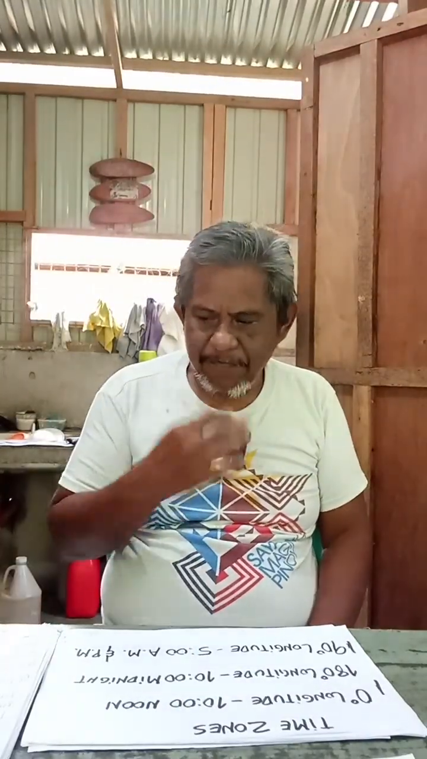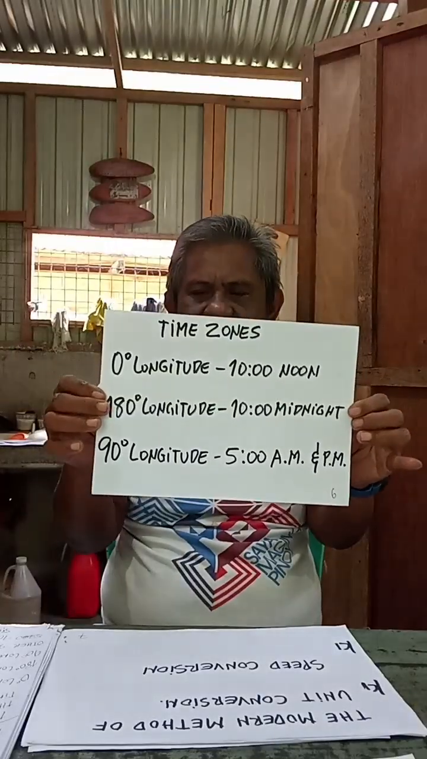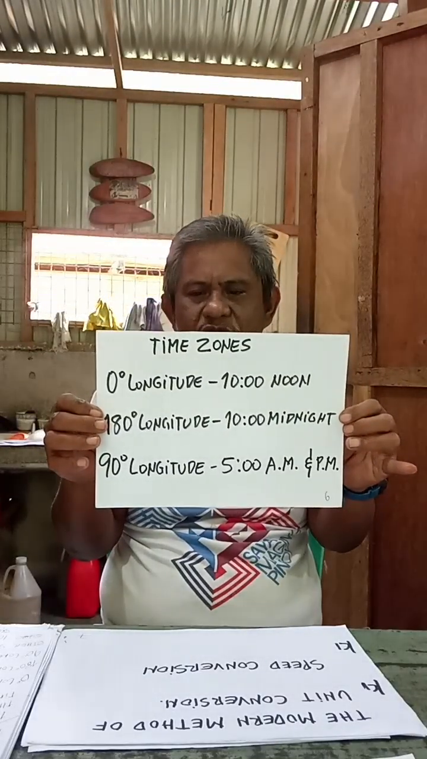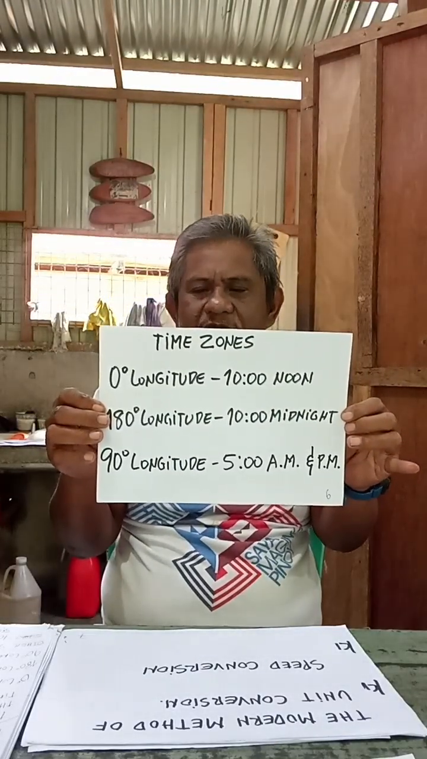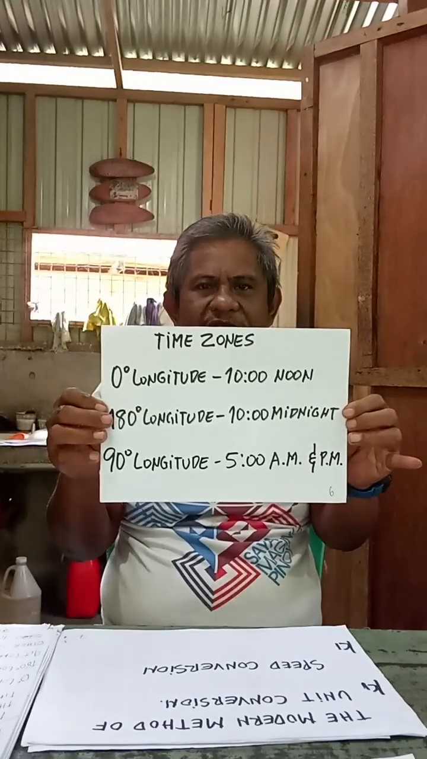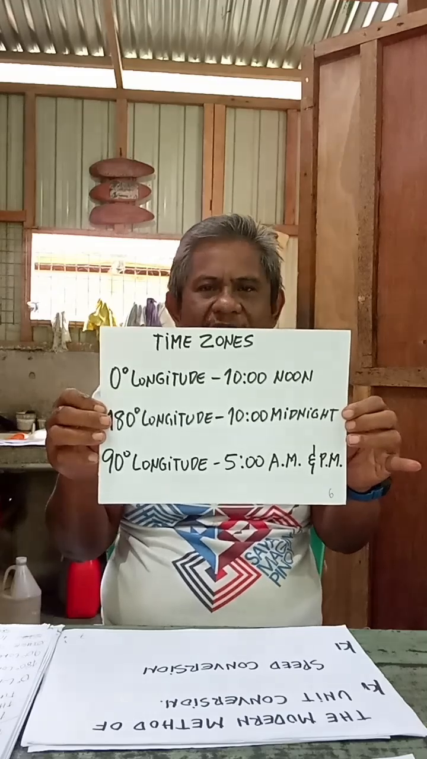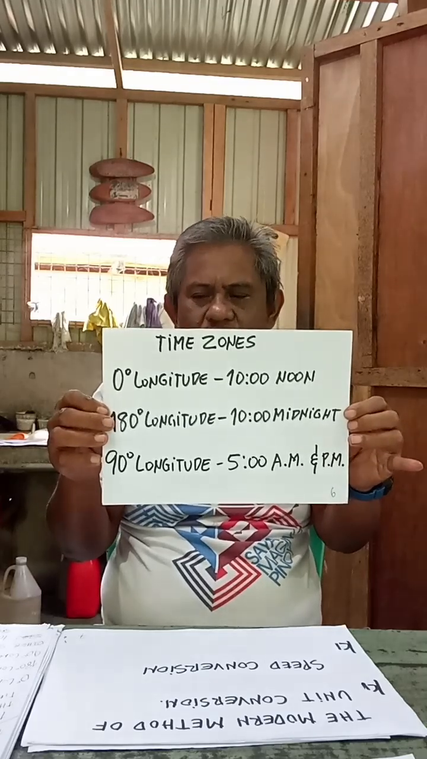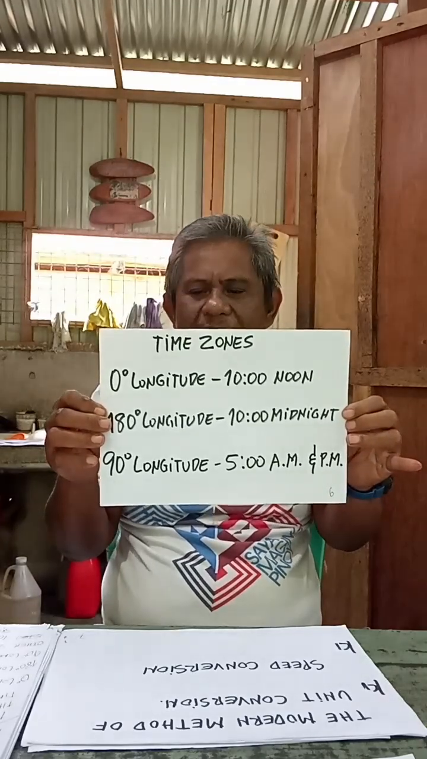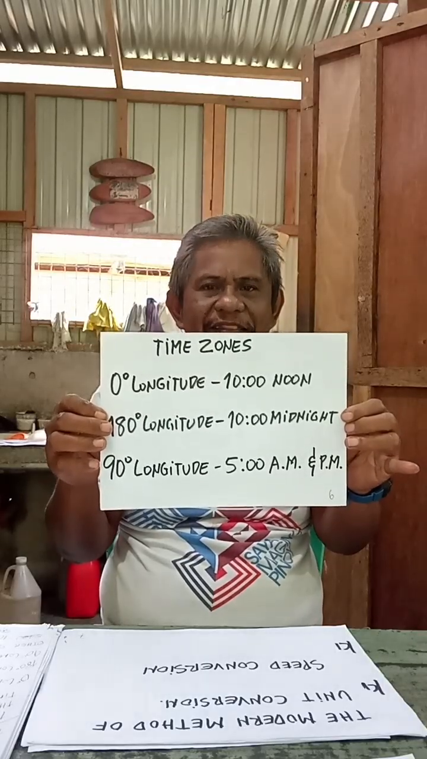Now is the time zones. Peregrino Sienes Time, the future chronograph time zones. 0 degrees longitude is 10 o'clock noon. Alas 10 sa tanghaling tapat. Alas 10 sa udtong tutok. 180 degrees longitude west is 10 o'clock midnight.